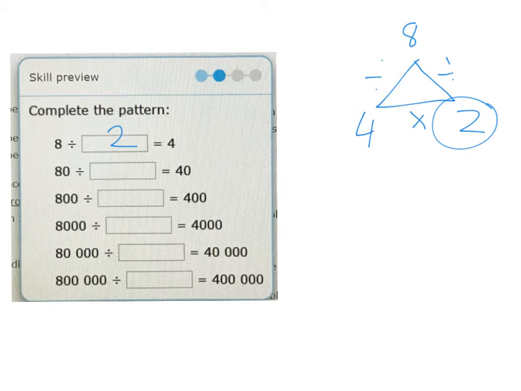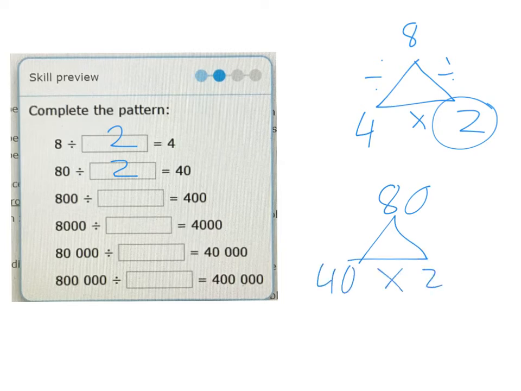Let's look. 80 split into 2 groups. Yes, there'd be 40 in each. So I think our answer is just 2. Let's look at it as our little triangle fact family. Does it make sense? 2 times 40 is 80. Yes. 80 divided by 40 equals 2. How many 40s can I take out of 80? I can take 2. How many 2s can I take out of 80? I can take 40.